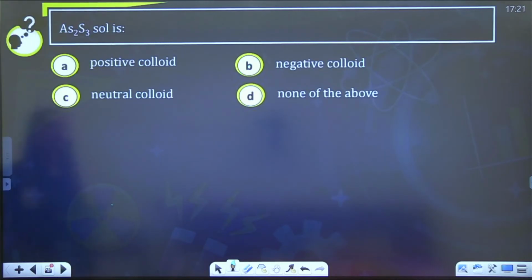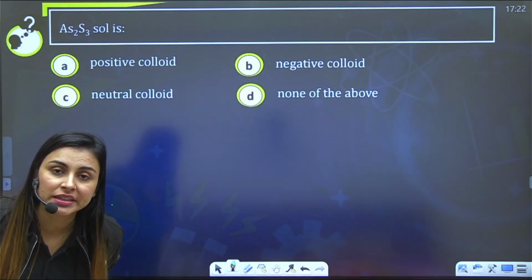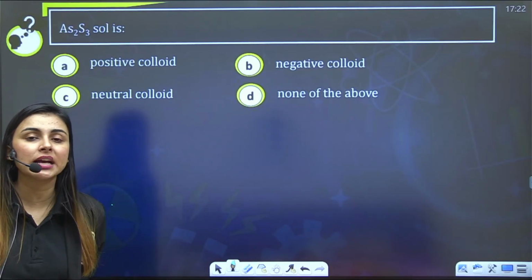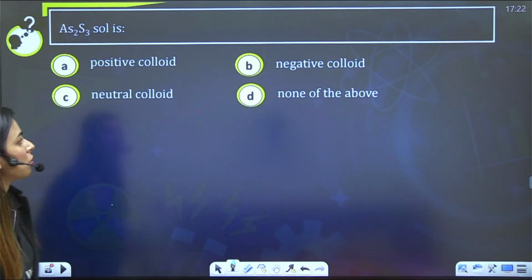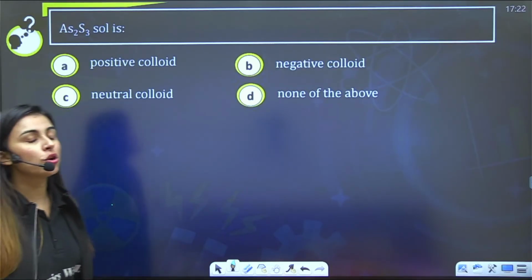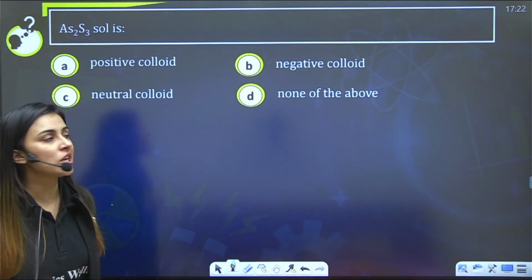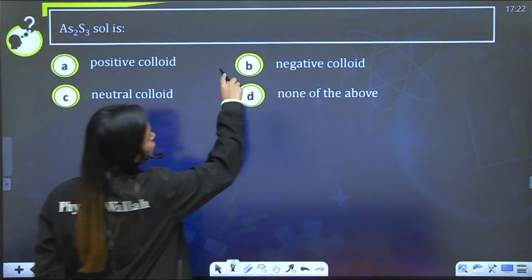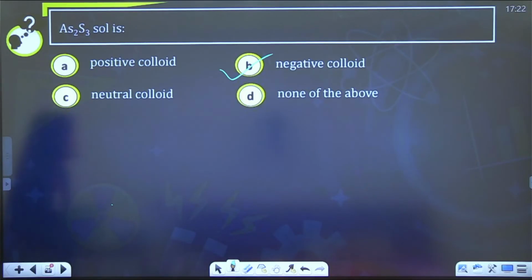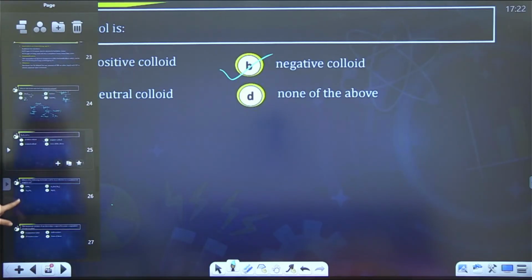Next is As2S3 sol. It is a metal sulfide, and metal sulfides, we just studied, are lyophobic colloids. And in lyophobic colloids also, metal sulfides are negatively charged colloids. So negatively charged colloids, option B will be your correct answer. Let's move forward.